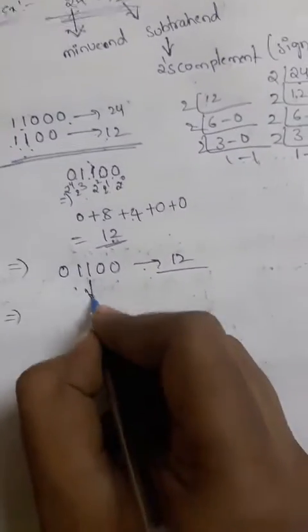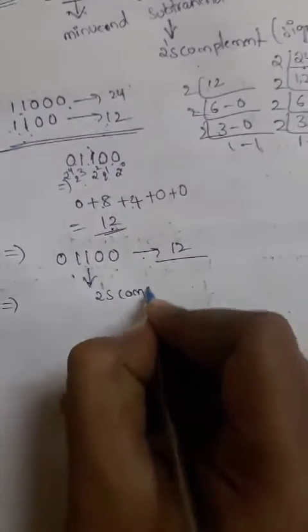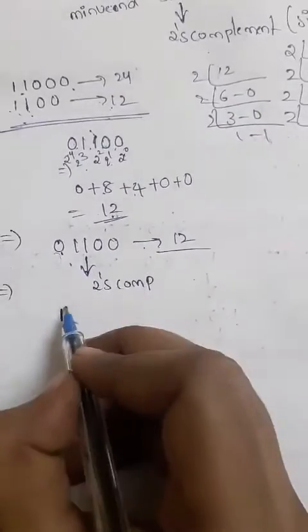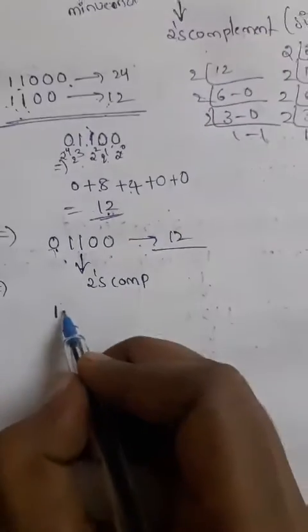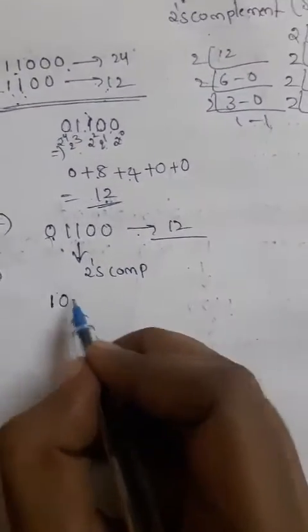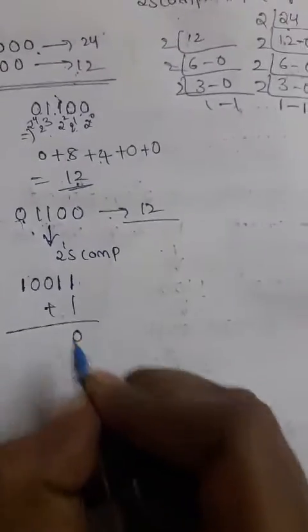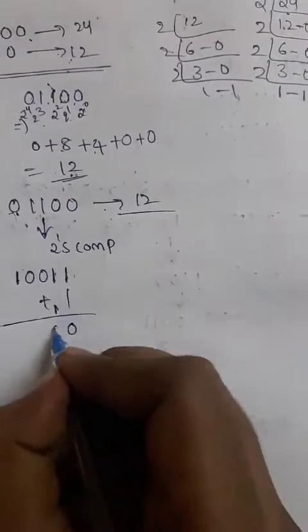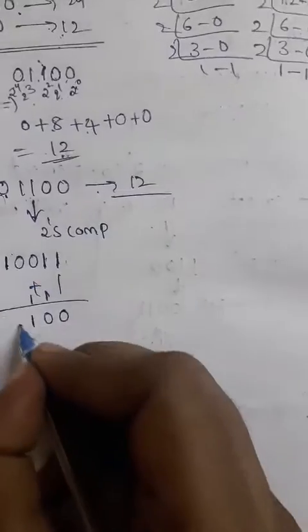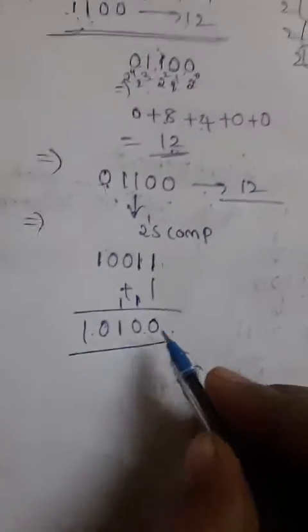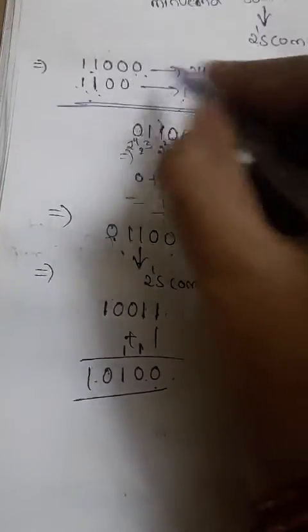Here this is the number, right? This number will be converted into the 2's complement. So 1's complement, then 1's complement plus 1. First I need to convert this number to its 1's complement: 0 becomes 1, 1 becomes 0, 0 becomes 1. Then plus 1 we need to add. 1 plus 1 is 0, 1 carry; 1 plus 1 is 0, 1 carry; 0 plus 1 is 1. So for 12 we'll get the result as 10100. Okay, now add this number to 24.